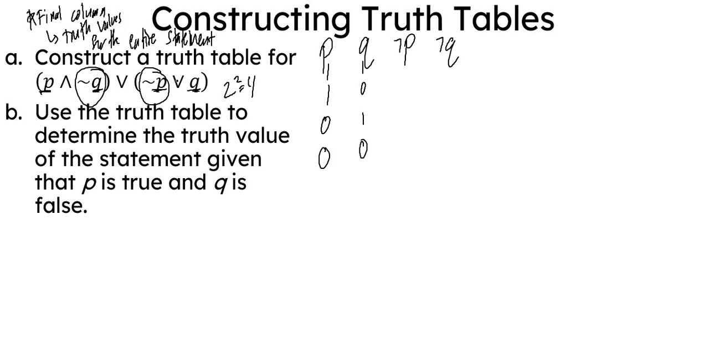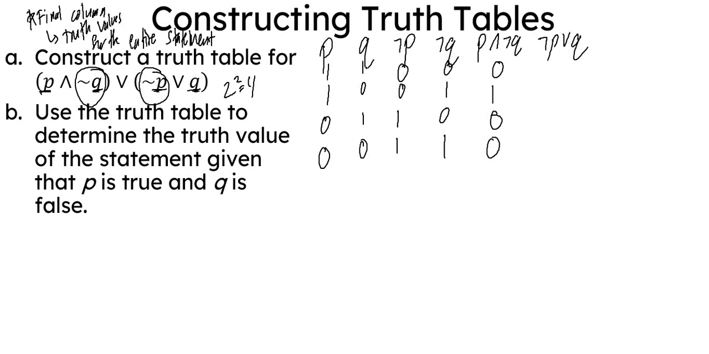So there we go. So we'll have not P, so we'll just have false, false, true, true, and not Q will be false, true, false, true. Now we can get the truth values for P and not Q. So true and false is false, true and true is true, false and false is false, false and true is false. On the other hand, we can also have not P or Q.